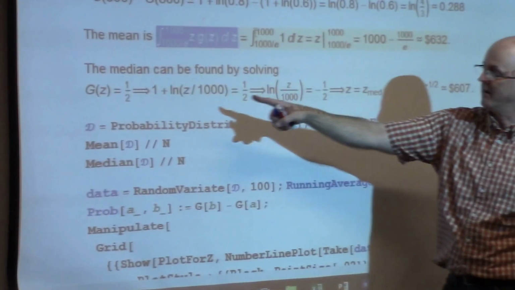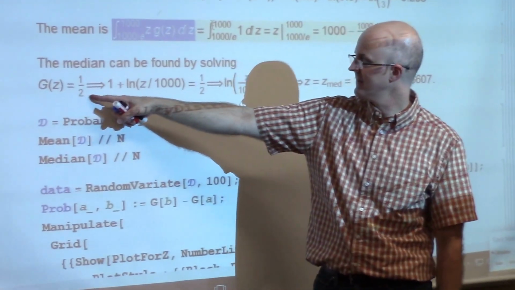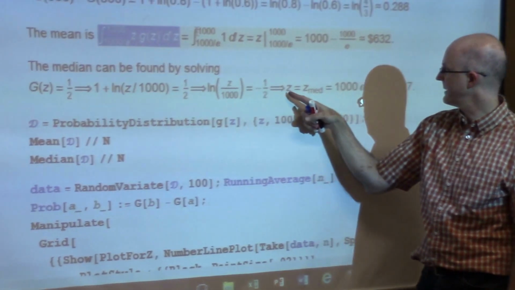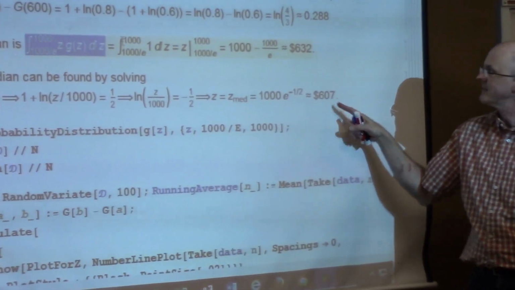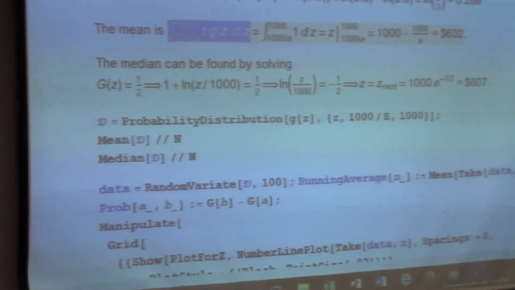The median can be found by solving this equation for z. Now use logarithms and exponentials. The median is about $607.